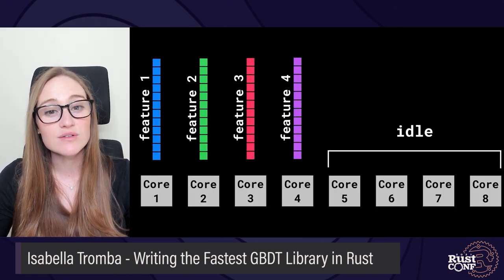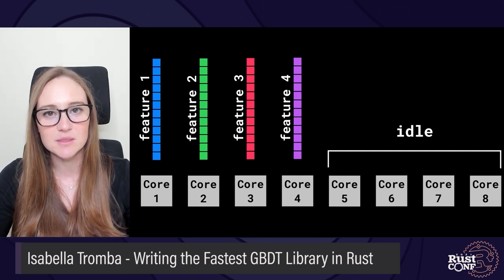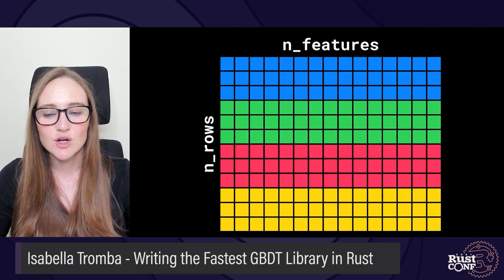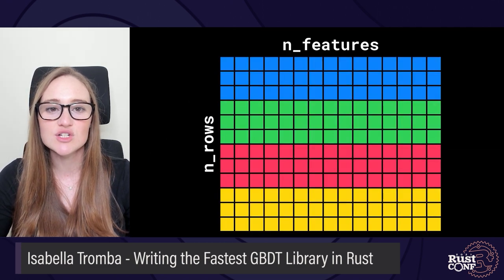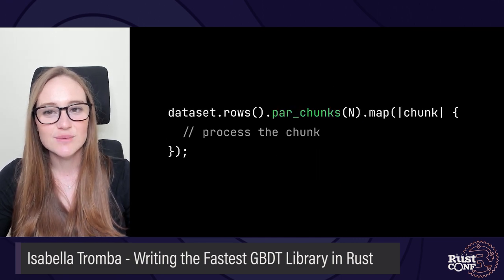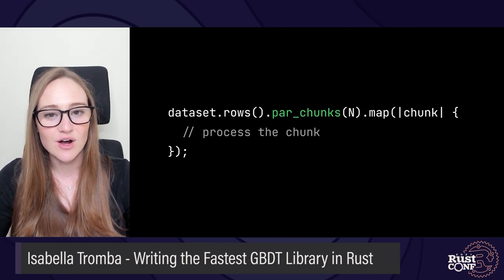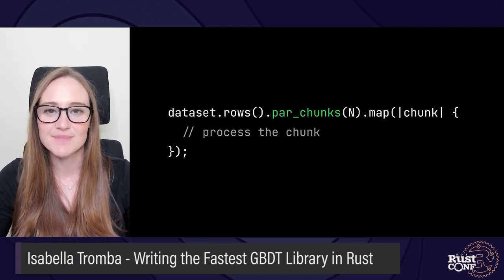When the number of features is smaller than the number of cores on your computer, parallelizing over the features is not as efficient. This is because some of the cores will be sitting idle, so we will not be using all the compute power available to us. Instead, we can parallelize over chunks of rows and make sure we have enough chunks so that each core has some work to do. Each core now has some rows assigned to it, and no core is sitting idle. Distributing the work across rows is super easy with Rayon as well. We can just use the combinator par_chunks. Rayon has a lot of other high-level combinators that make it easy to express complex parallel computations.